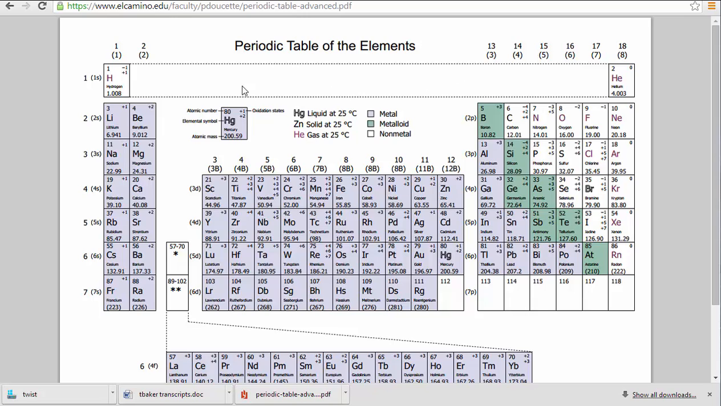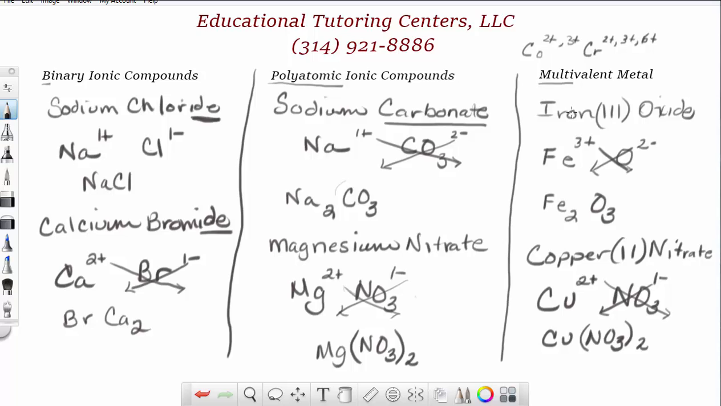Okay, so these ones here in the middle, these are your multivalent metals because they can have varying charges. And you will see those charges listed here on the right side of them. Okay, so let's go back here really quick and look at what happens when we're dealing with those multivalent metals.